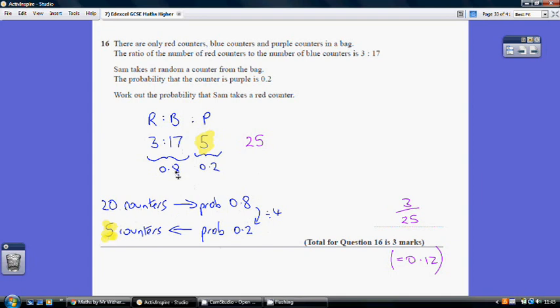Just go over that again. The ratio of the probabilities is, if you like, 4 to 1. So this has got to be a quarter the number of the reds and the blues combined. Quarter of 20 being 5. So in total we've got 25 counters, 3 add 17 and the 5. So the probability that Sam takes a red counter is 3 out of 25. If you want, you could have given it as a decimal 0.12.